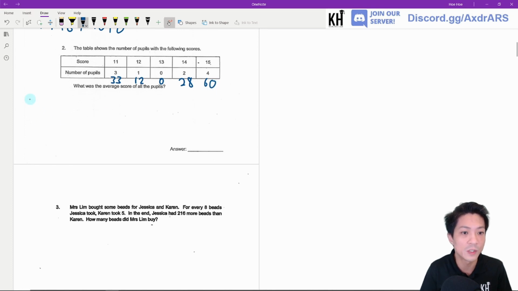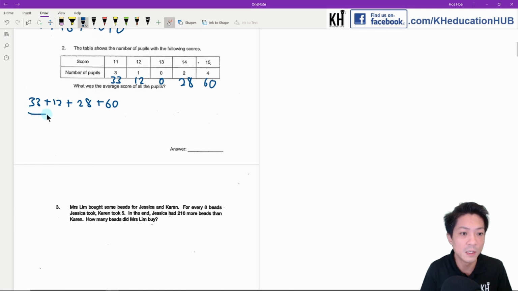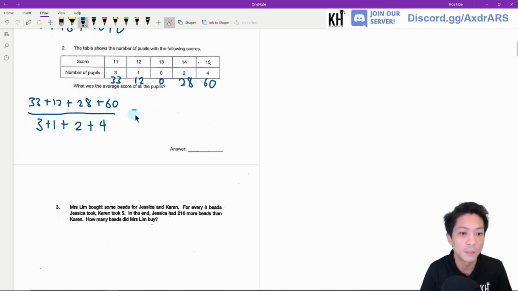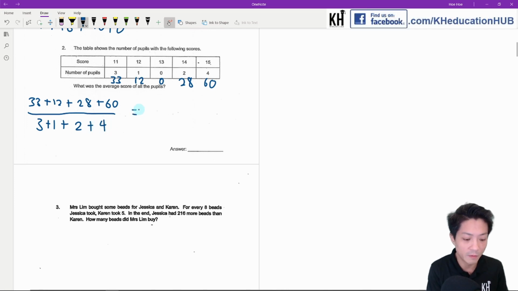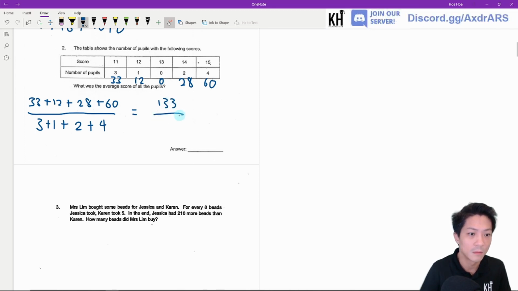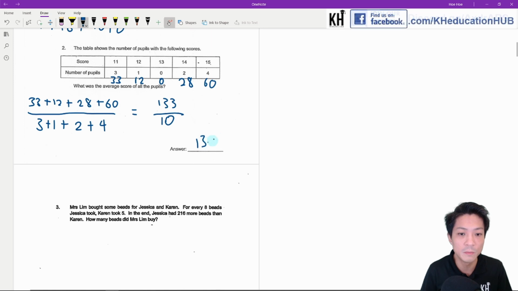Okay, so to find the average score, I need to first find the total score. 33 plus 12 plus 28 plus 60, okay, divided by the total number of pupils, which is 3 plus 1 plus 2 plus 4. Okay, let me simplify it first. Okay, 133 divided by 10 will be 13.3.